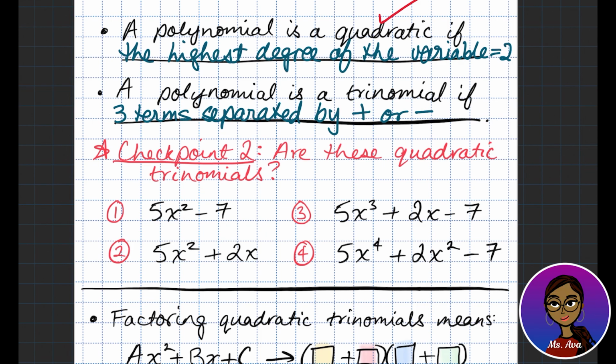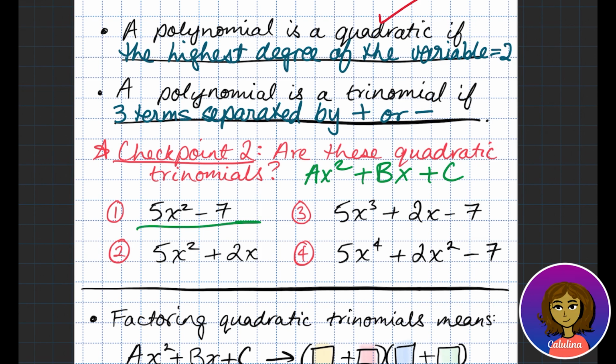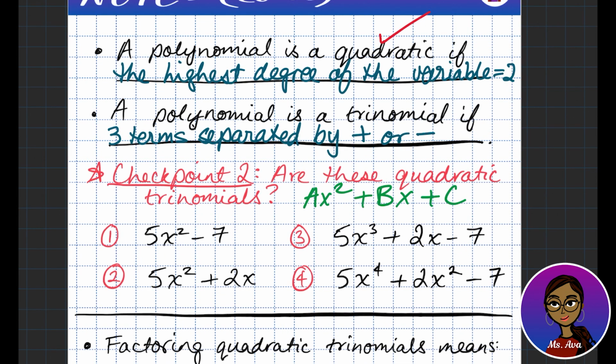No. Exactly. This is not a quadratic trinomial because it doesn't have the 3 parts. It doesn't have A, B, and C. Which ones does it have, by the way? Out of the ax squared plus bx plus c, which of these does this one have? It has the A and it has a C. Perfect. Yes. This is called a quadratic binomial because there's only 2 parts. Okay, how about number 2? What do you think there?